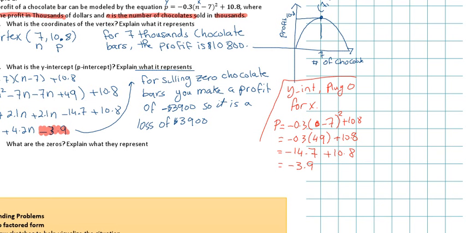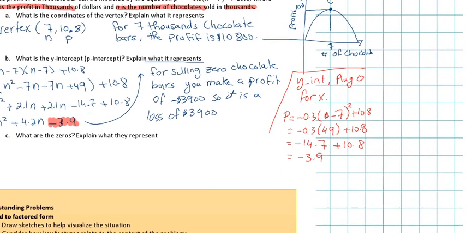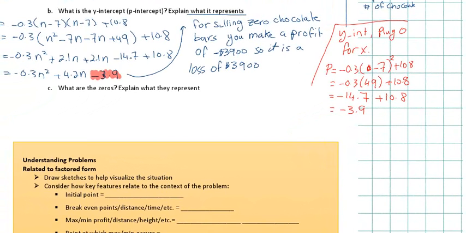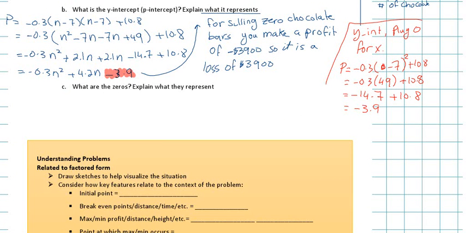The next question is asking you, what are the zeros? Explain what they represent. I am looking for the zeros. What form gives me the zeros? Factored. In order to get to factored form, I have to start from the standard. I have no other choice. I can't go from vertex to factored right away. I have to start with the standard form. So this is your standard.